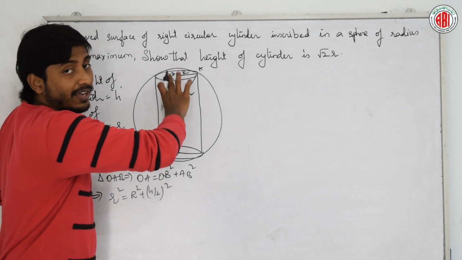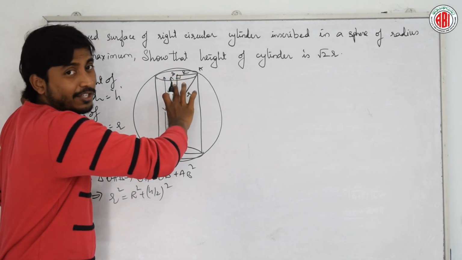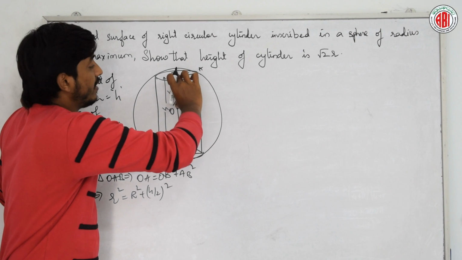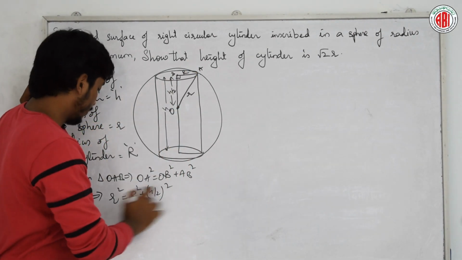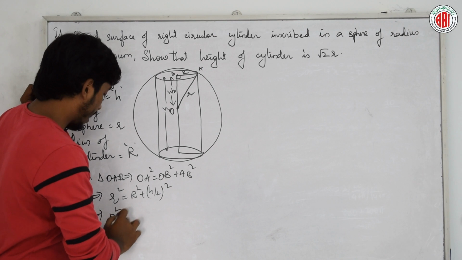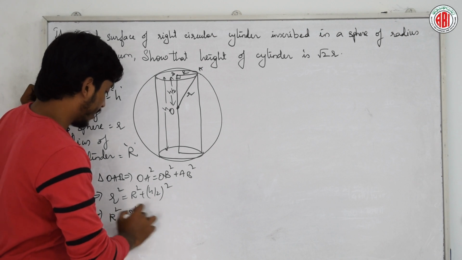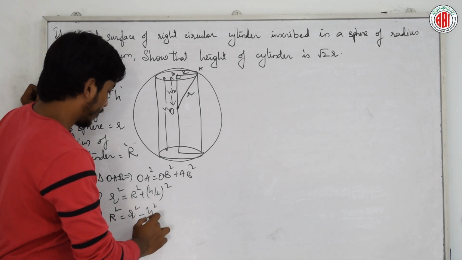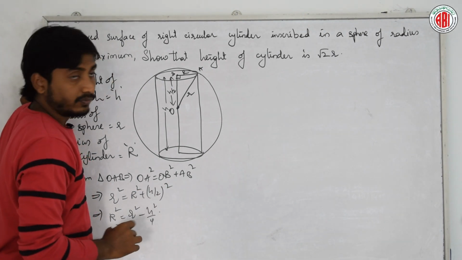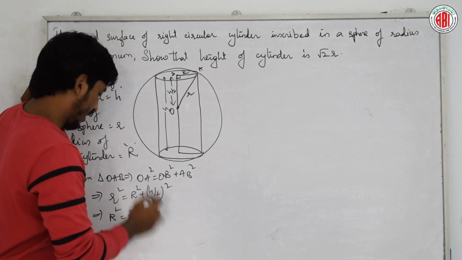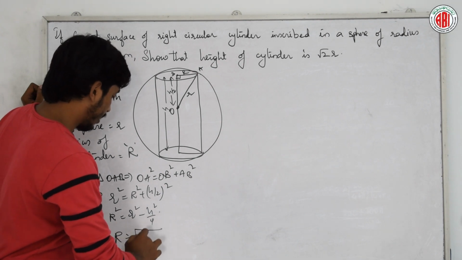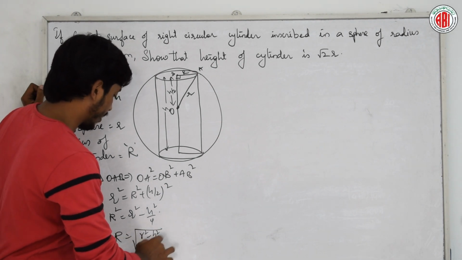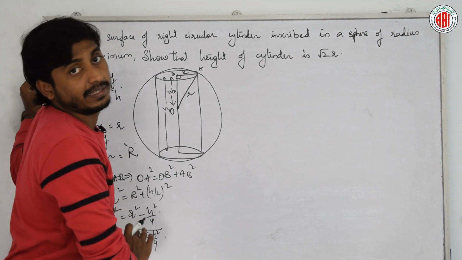Why h by 2? We have assumed total height as small h, so this will be the half from the center. Is it? Yes. So I can write r square as small r square minus h square by 4. From this, if we want to simplify, we can write r as under root r square minus h square by 4. Let it be like that.